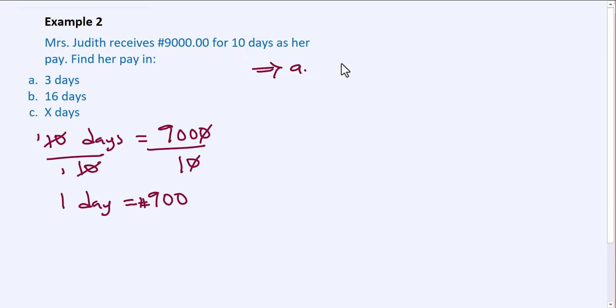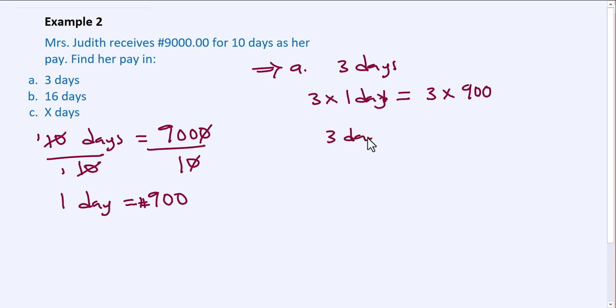A, so 3 days, that becomes 3 multiplied by 1 day is equal to 3 multiplied by 900. So that gives us 3 days is equal to 3 multiplied by 900. That is 9 times 3, which is 27. So that gives us 2,700. So add naira. So 2,700 naira. Don't know if that makes sense to you.